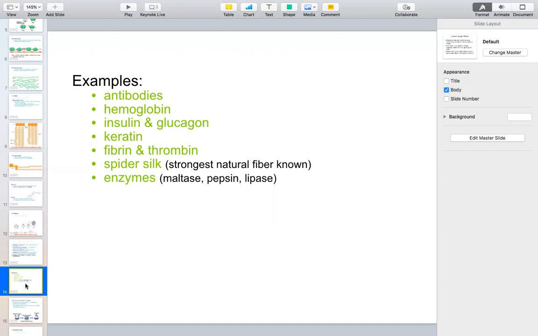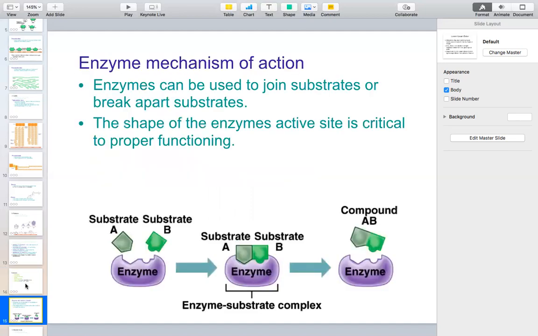Notice how you have the word ACE at the end. So maltase would break down sugars. Lipase would break down lipids. And then occasionally you'll see ones like pepsin, which is actually an enzyme that breaks down proteins. So enzymes are important for speeding up chemical reactions.